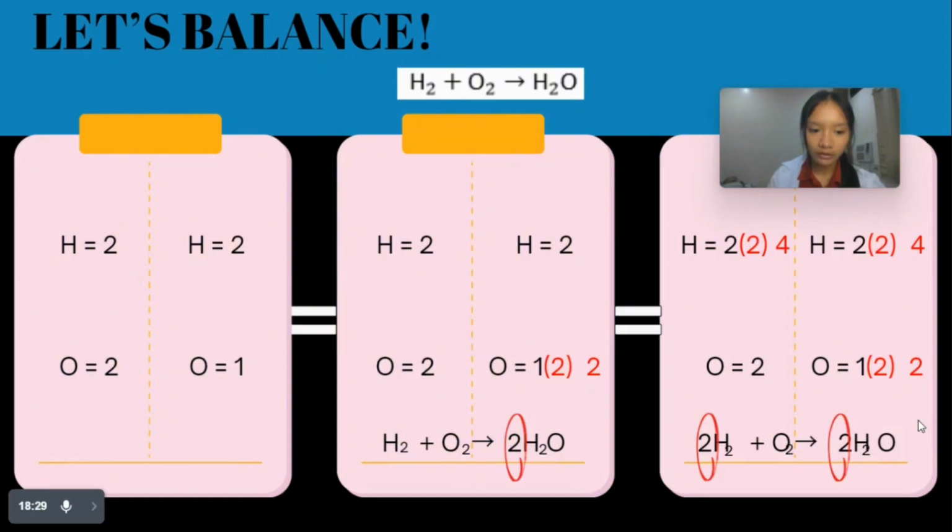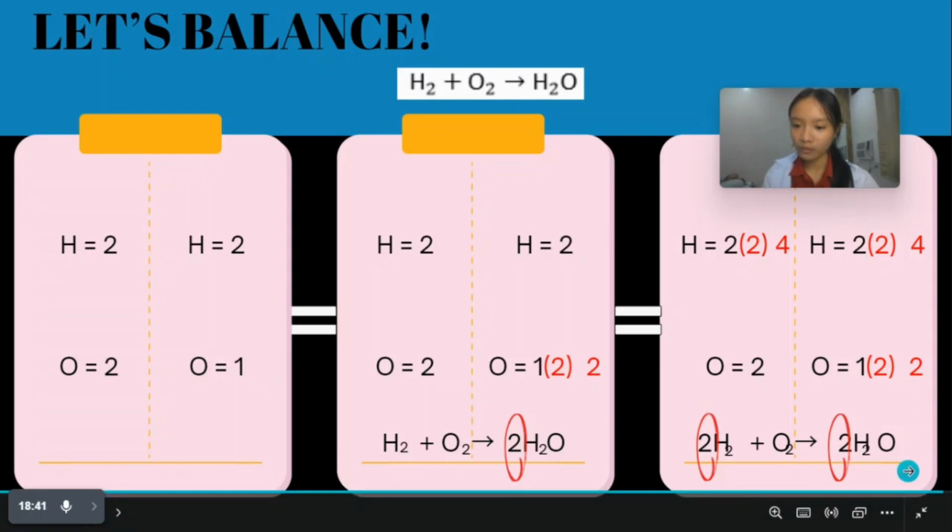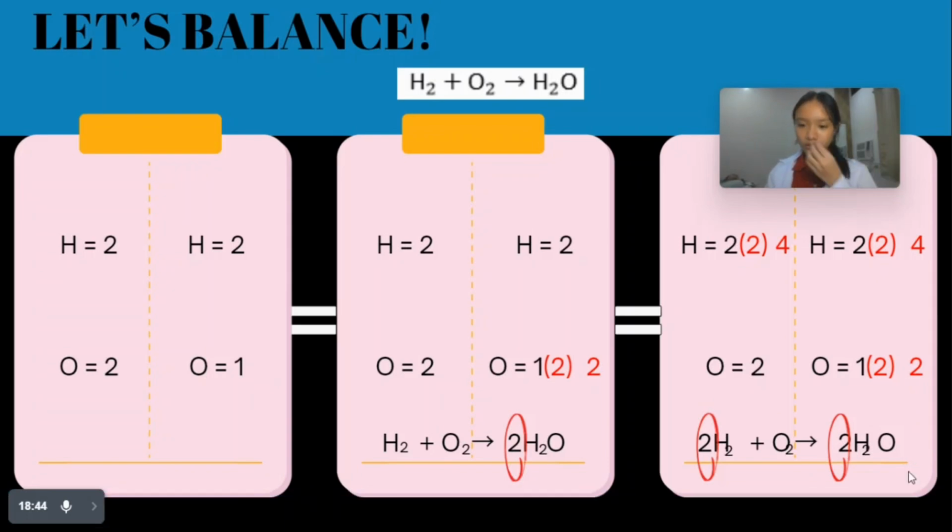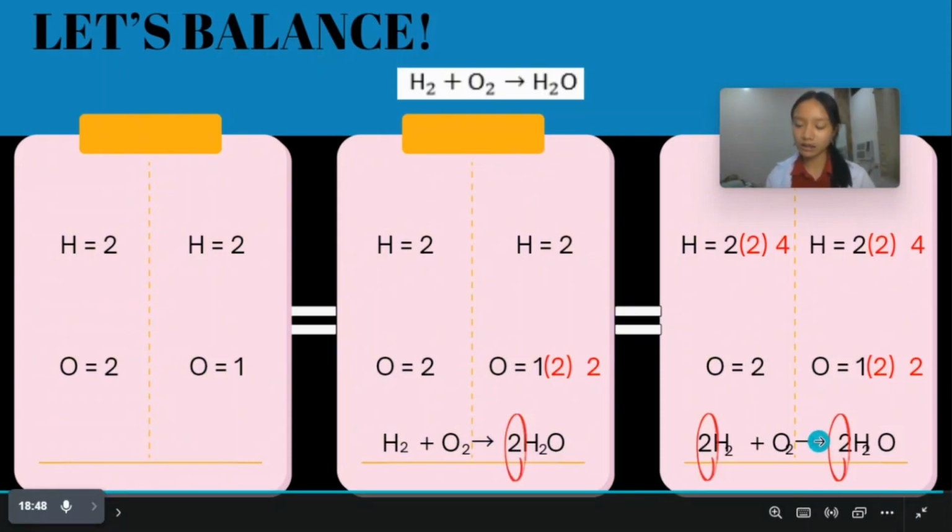As a result of the balanced equation, this is now our final answer, the final balanced chemical equation. Okay, thank you for your attention to this chemistry problem.